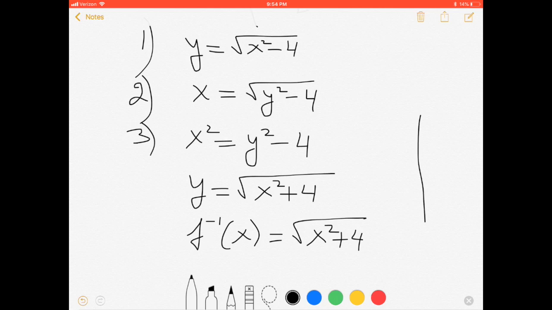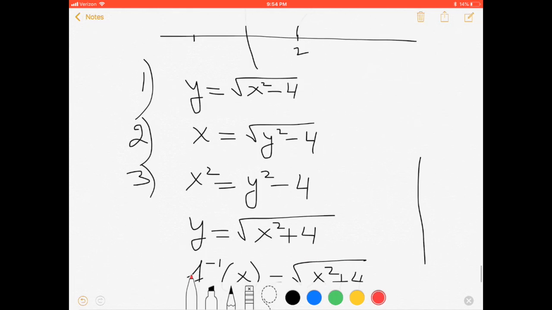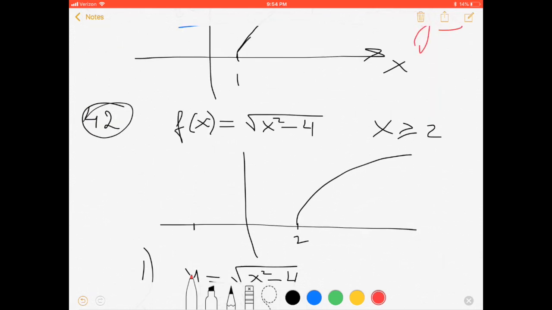If we go back to our graph and try graphing this function, square root of x squared plus 4, it will be something like this, right? And you see it will be symmetric to our graph. Oh, I'm sorry, it's not so pretty, but it's okay.